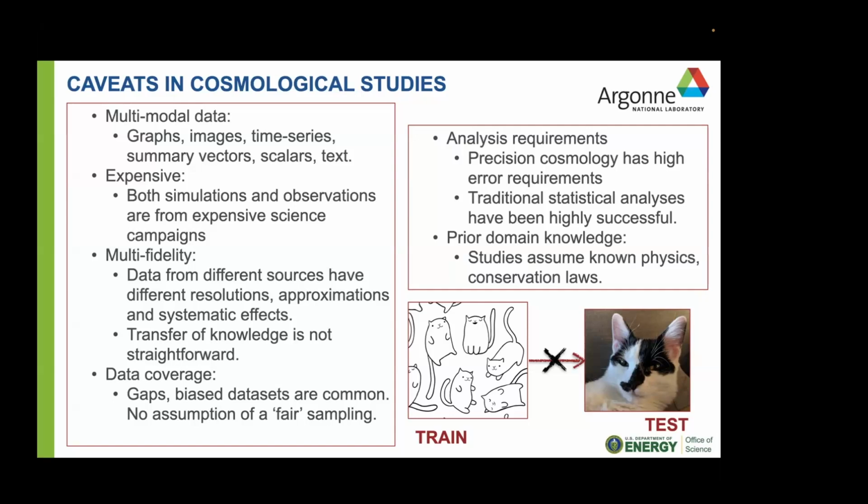Finally, some of the requirements. This is something I mentioned. We are dealing with something called precision cosmology, so we have extremely high error requirements. There's also this other thing, that astronomy has actually been one of the early adopters of statistical analysis, so a lot of the Bayesian analysis has been tried and tested, and it has been extremely successful. And the other thing is there is actually some advantage to doing machine learning with scientific data sets, which is that there is a lot of physics that is already known. There are conservation laws, and if we can leverage those in our networks, that can be a very powerful tool.